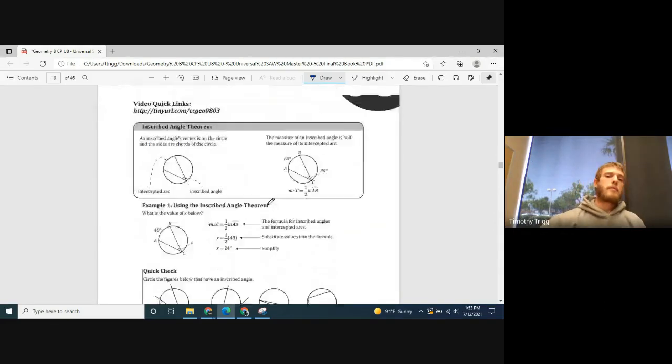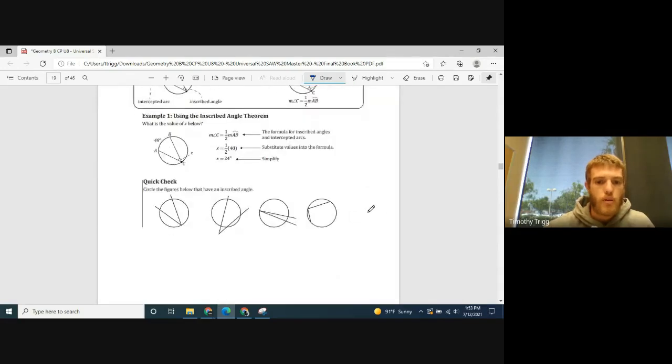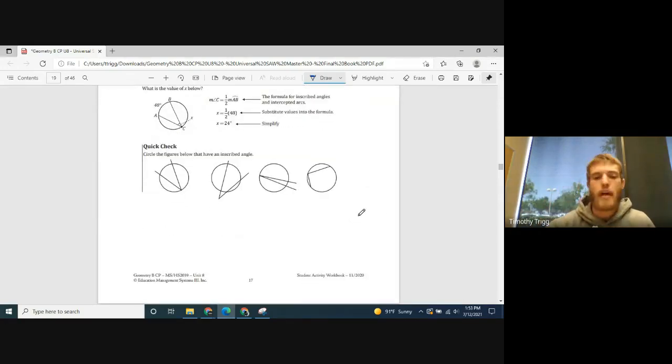Now let's go on to 8-3, and we're going to talk about inscribed angles. An inscribed angle has its vertex on the edge of the circle. The answer key says these are all inscribed angles, because all of them have the vertex on the circle. But this one's not an inscribed angle because its vertex is outside. See how its vertex is not touching the circle?